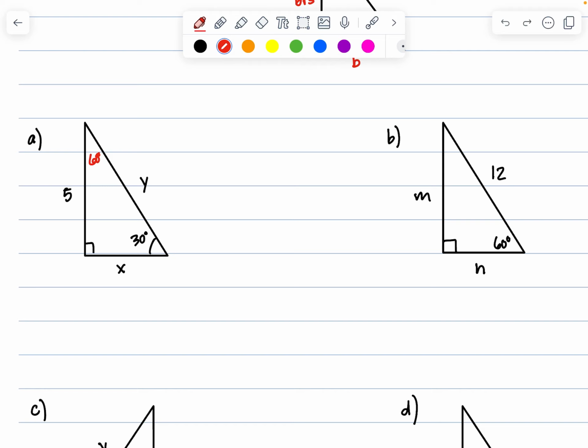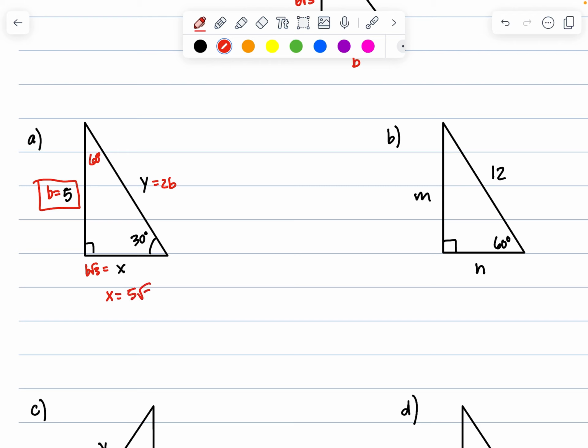The side directly across from 30 is our B side. We could set that equal to 5. The side directly across from X is our B root 3 side, so B root 3 is equal to this. And then our Y, our hypotenuse, is going to be equal to 2B. Since we know what B is, we can fill in all of this.